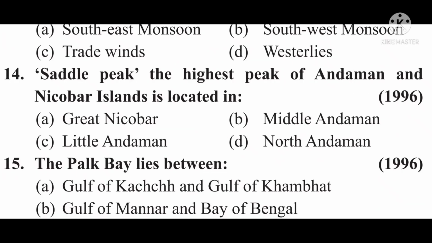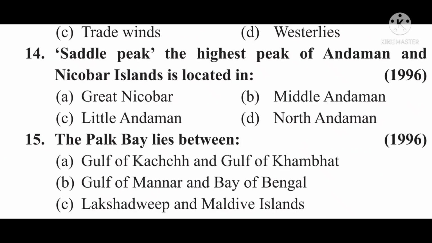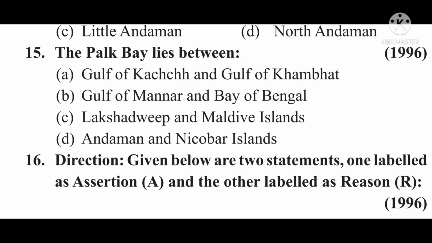Next question. Saddle Peak, the highest peak of Andaman and Nicobar Islands, is located in... Saddle Peak is the highest point in the archipelago of the Bay of Bengal. Having a height of 731 meters, Saddle Peak is located in North Andaman. So the answer will be option number D. Next question. The Palk Bay lies between... In the Indian subcontinent, there is a Palk Bay and a Palk Strait. The Palk Strait lies between India and Sri Lanka, but the Palk Bay lies between the Gulf of Mannar and the Bay of Bengal. So the answer will be option number B.